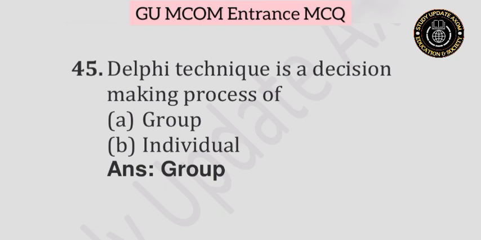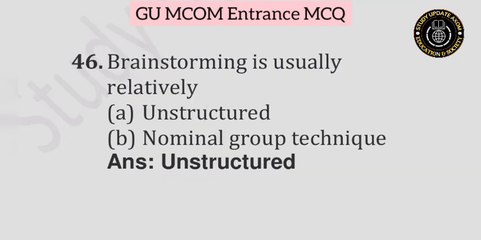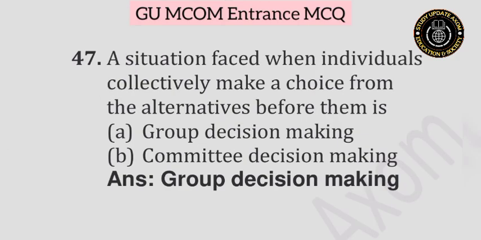Question number 45. Delphi technique is a decision making process of. Option A. Group. Option B. Individual. Answer is group. Question number 46. Brainstorming is usually relatively. Option A. Unstructured. Option B. Nominal group technique. Answer is unstructured. Question number 47. A situation faced when individuals collectively make a choice from the alternative before them is. Option A. Group decision making. Option B. Committee decision making. Answer is group decision making.